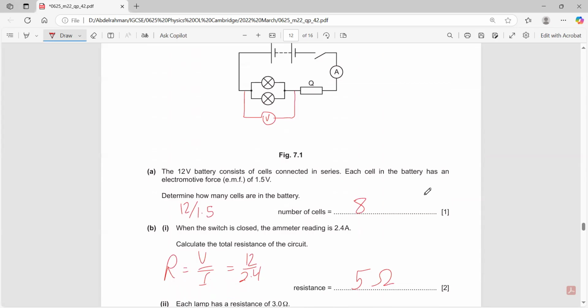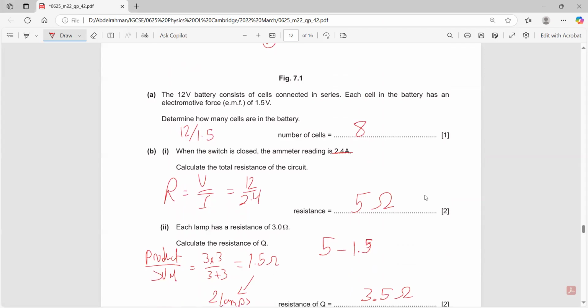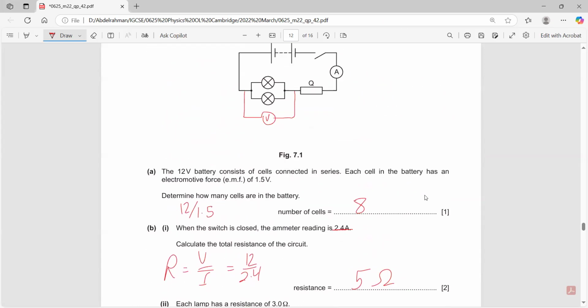Can I find the voltage? Yes, you can find the voltage of each lamp because you have the resistance and you have the current in each lamp. Do I have the current in each lamp? Yes, you do. You have the total current in the circuit, which is 2.4 amperes, right?